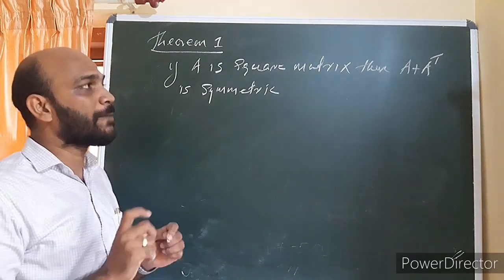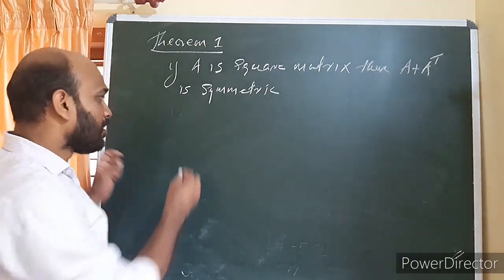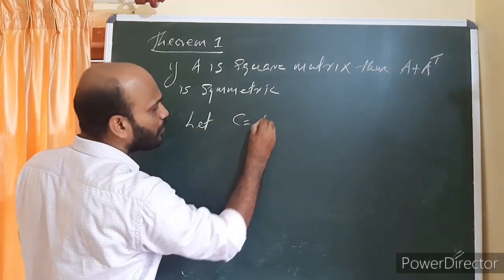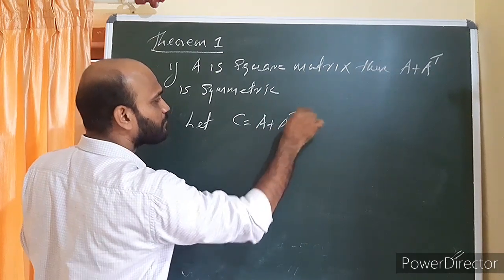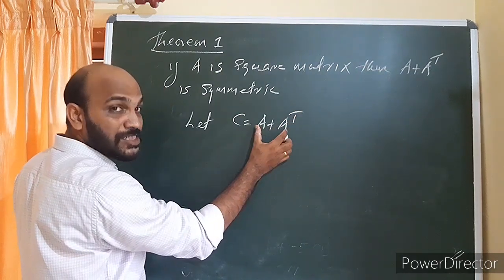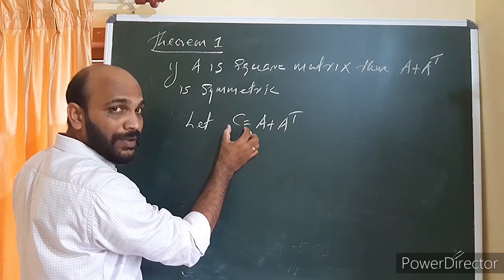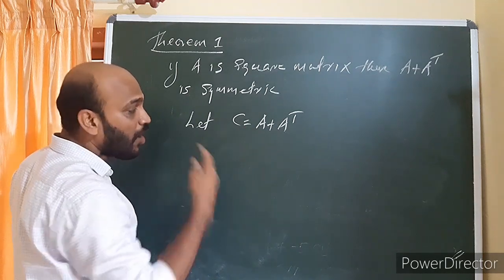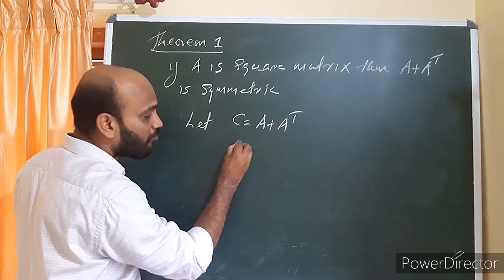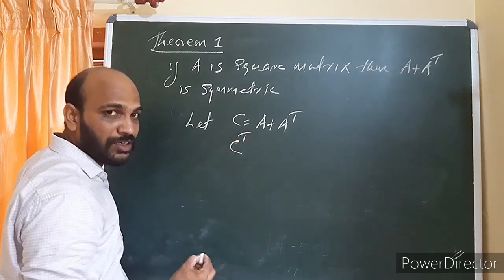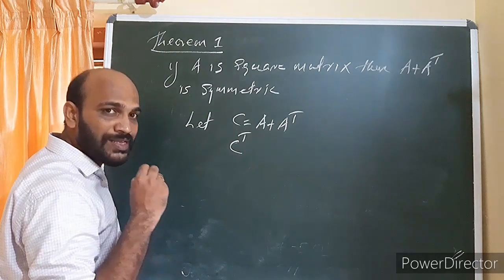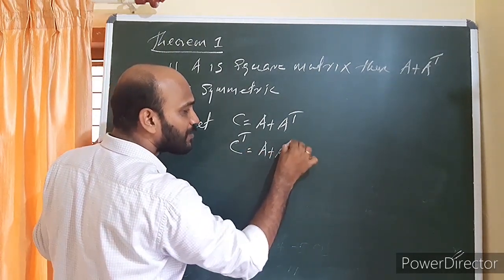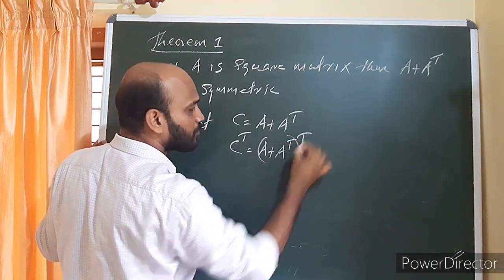We want to show that A plus A transpose is symmetric. So let C equal to A plus A transpose. So right hand side is a matrix, so C should be a matrix. Now we want to show that C is symmetric. How we will show that C is symmetric? Find C transpose, and you have to show that C transpose equal to C itself. So C transpose will be equal to A plus A transpose whole transpose.